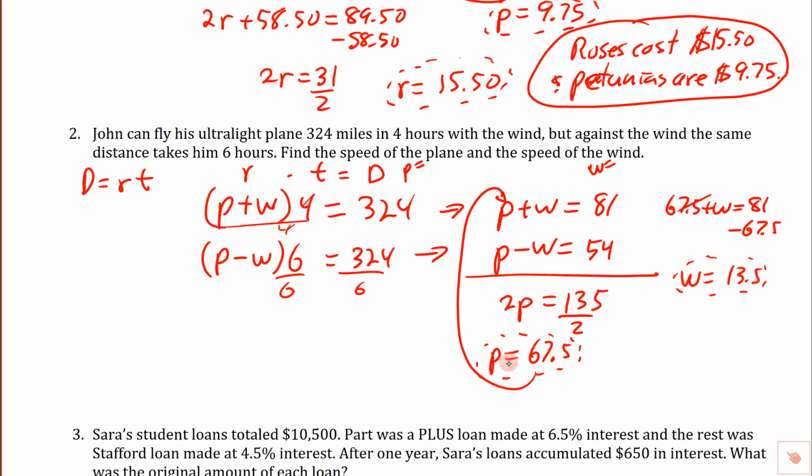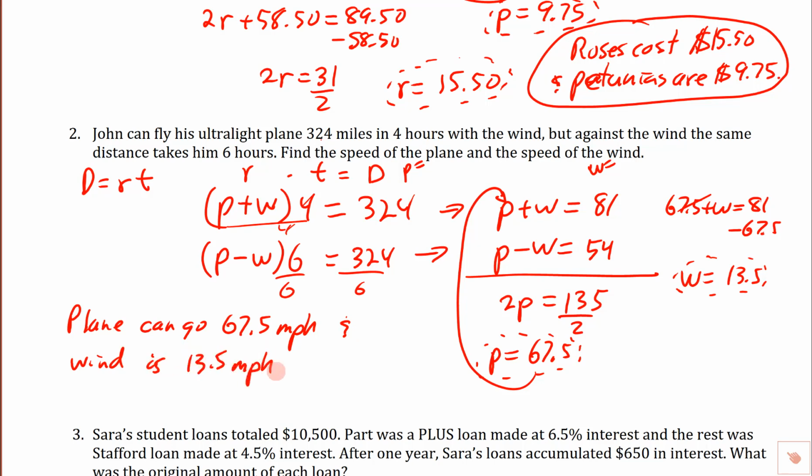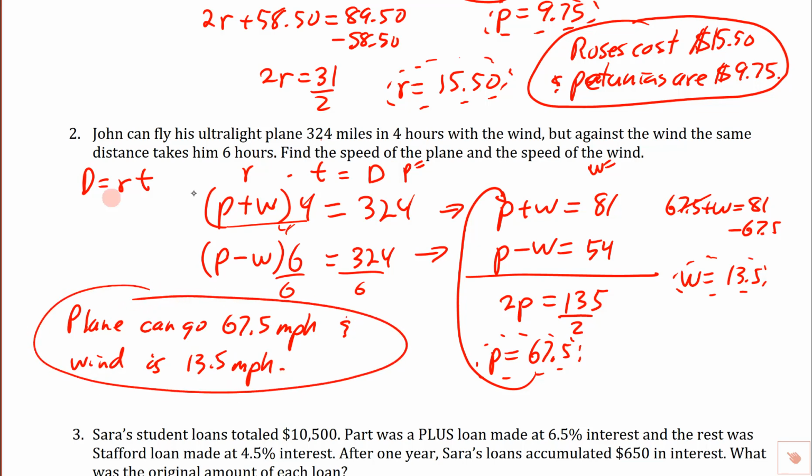Now remember, P stands for the plane, W stands for the wind. So we're going to write this down. We're going to say plane can go 67.5 miles per hour. It was in miles and hours there. And wind is, let's see, what would the wind be? Wind was 13.5. Wind is 13.5 miles per hour. All right, so we can go ahead and circle that. That is the answer. We've done everything they asked.